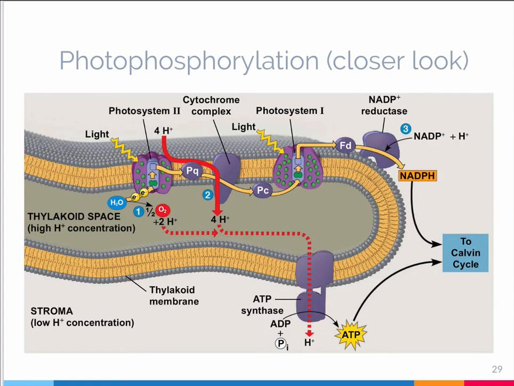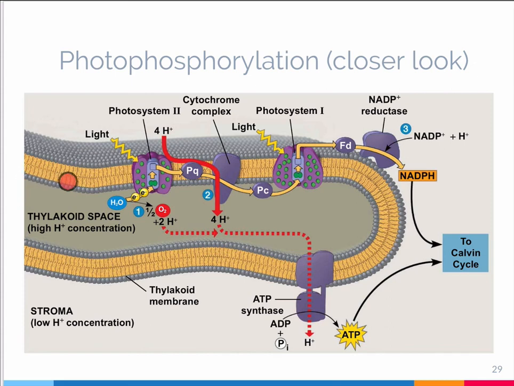This process is phosphorylation because we're building ATP by adding phosphate groups. And we call it photophosphorylation because that whole process is driven by light. So photophosphorylation. In other words, light is the energy source.